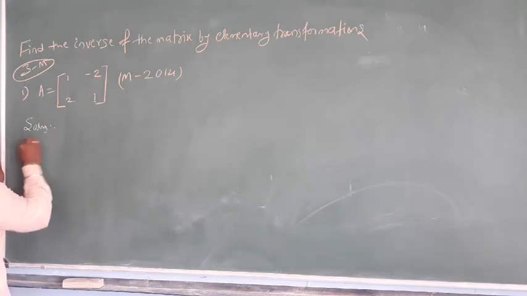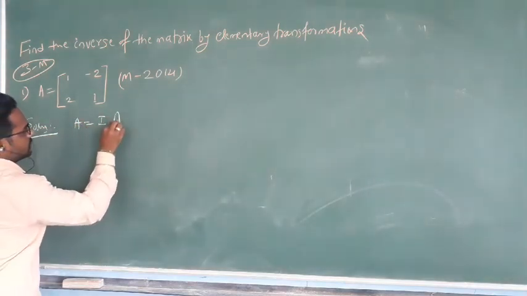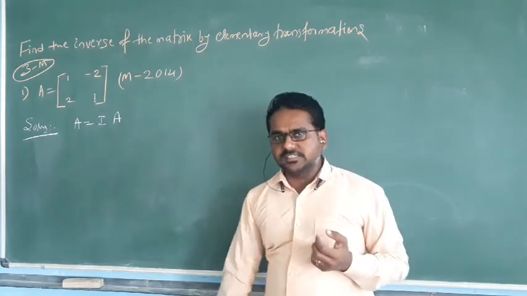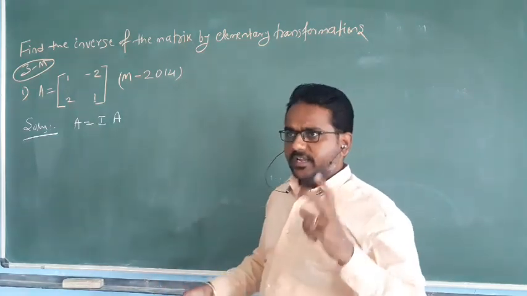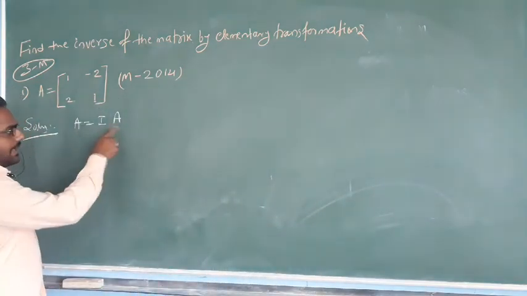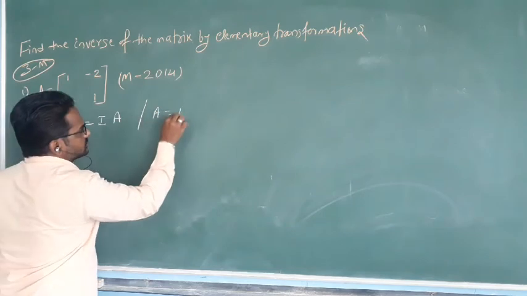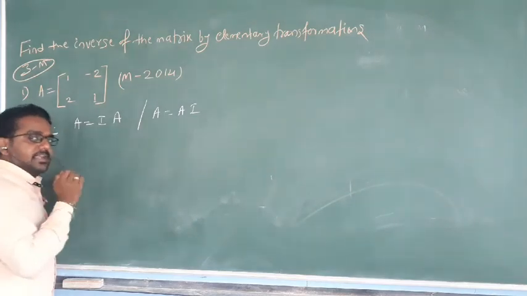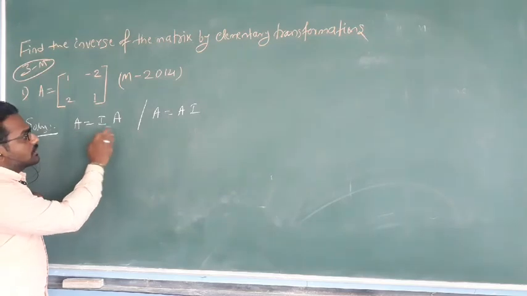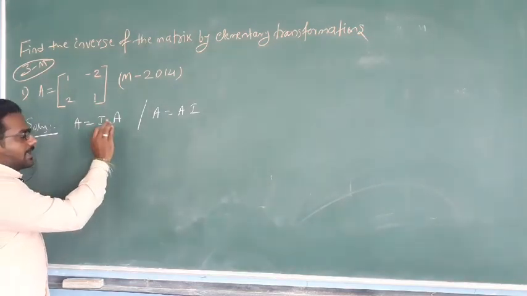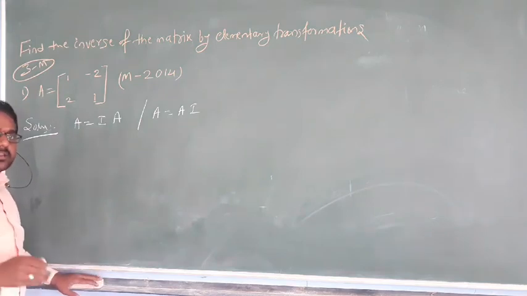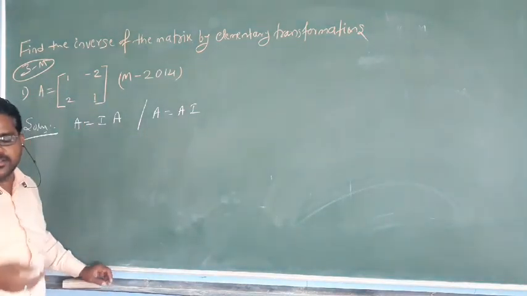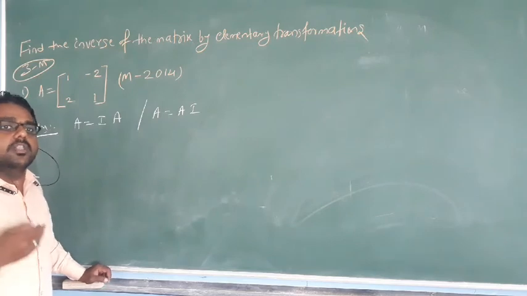First write A equals I into A. To find the inverse of the matrix by elementary transformation, we need to write an expression in one of two forms: A equals I into A, or A equals A into I. The product of the identity matrix with any matrix is the given matrix itself, so A equals IA is nothing but A equals A. A equals IA is written when you are performing row operations, and A equals AI is written when you have to perform column operations.